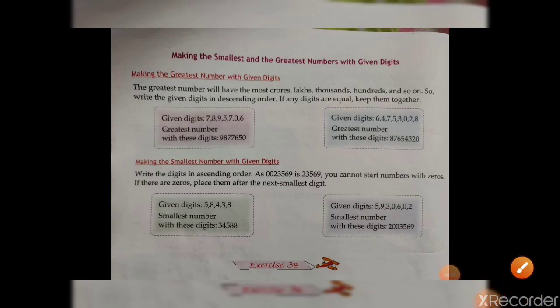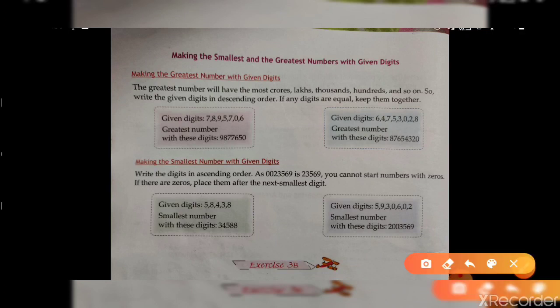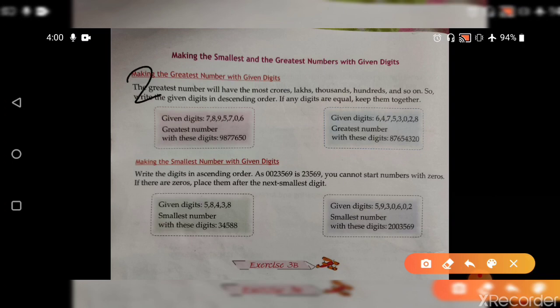Next is making the smallest and the greatest number with given digits. This is the easiest question here. For example, you will be given some digits like 2, 6, 1, 0, 9, 8, and now you have to make the smallest number and the greatest number made by these digits. One thing you have to keep in mind is whenever we are making the greatest number, we'll start writing the digits in descending order.